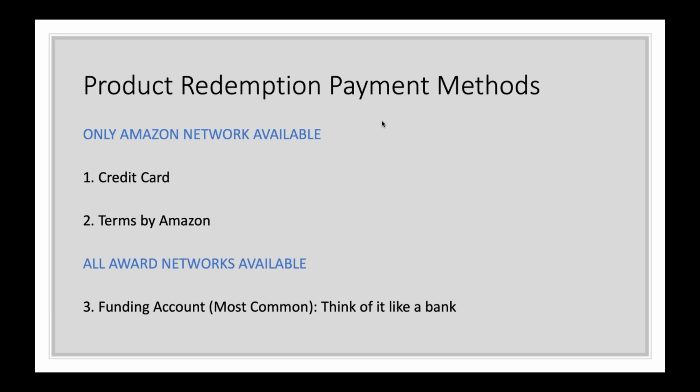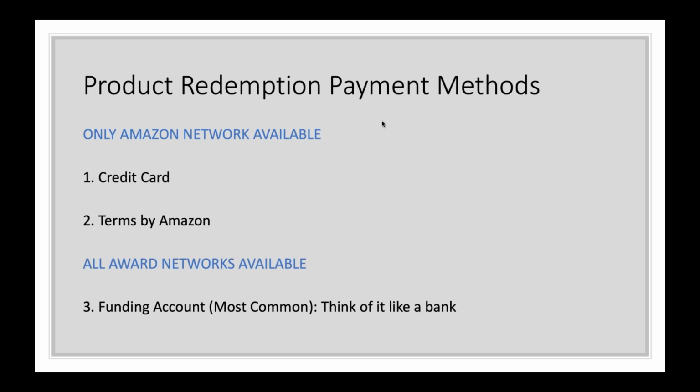Having a credit card on file is simple. You connect it to your Amazon business account, and as products are purchased, those charges occur on your credit card. Terms by Amazon works in a very similar way. The third payment option is the most common.